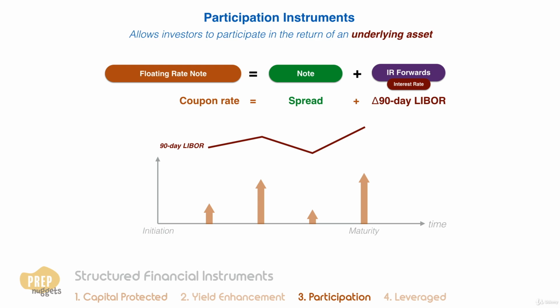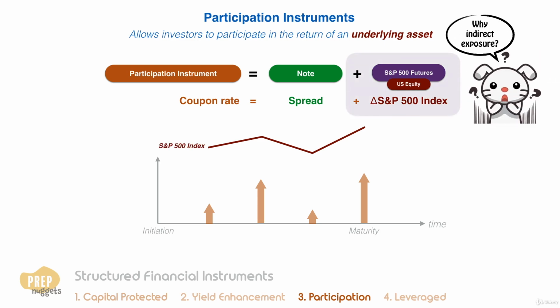Besides this application of mitigating interest rate risks, participation instruments are also designed to give investors indirect exposure to a particular index or asset price. For example, a participation instrument can be structured to give investors an indirect exposure to US equity. You may be wondering, why gain indirect exposure when one could directly invest in the US market? Some fund managers may be restricted to invest only in debt securities, so having such instruments which are considered debt securities can give them the exposure that they desire from equity.